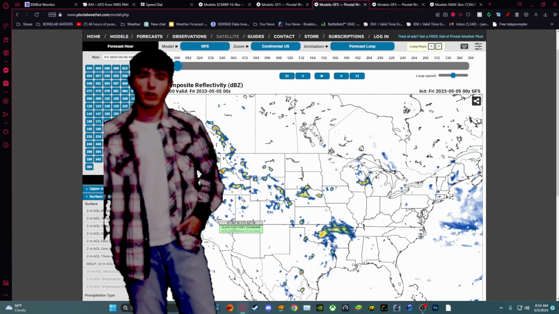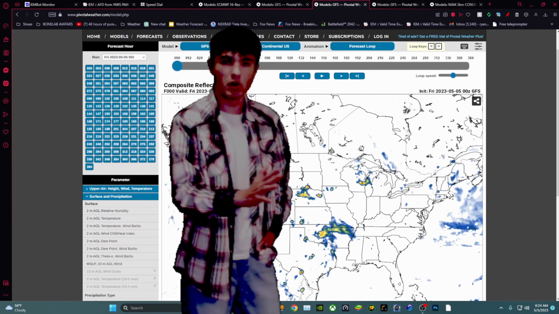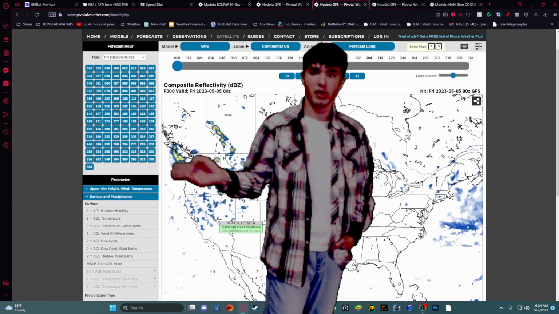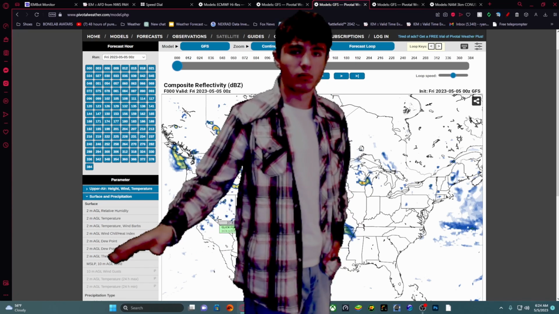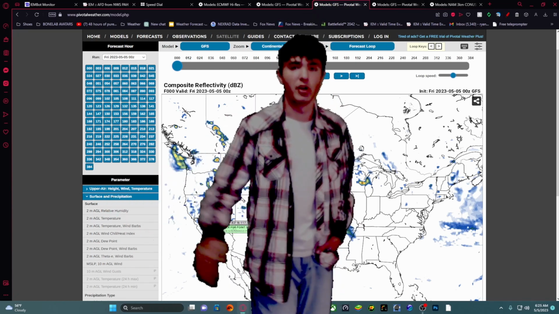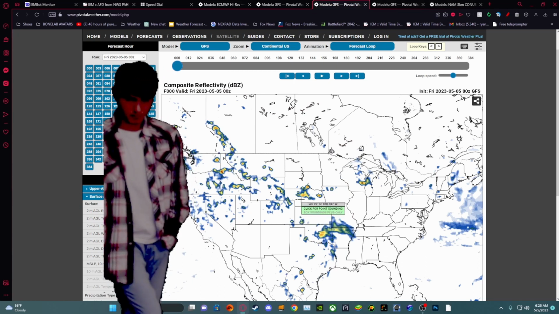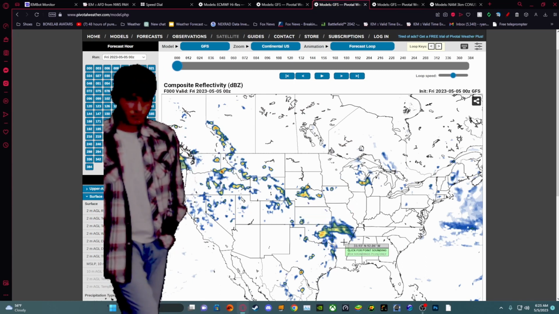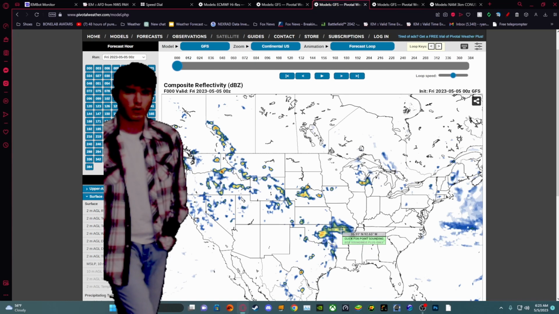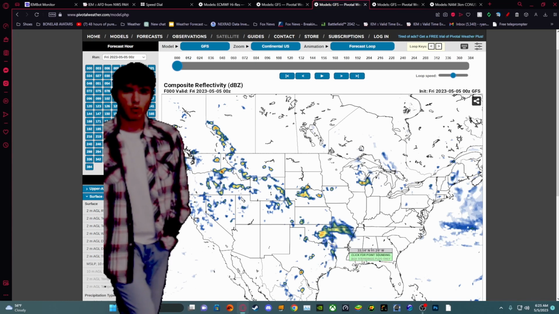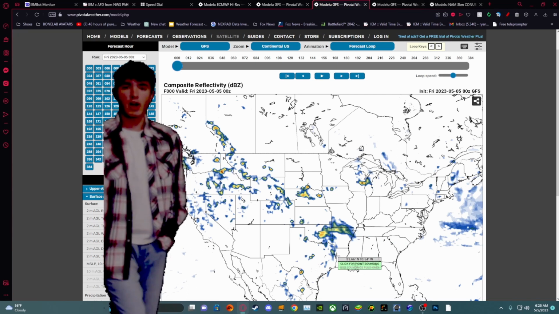Alright, we're looking at the composite reflectivity. This is more long range, the GFS, same with the European. We'll go into short range in a minute and that will go over the rest of today and tomorrow and then we'll be done. But moving on with the GFS, this is composite reflectivity. You can see general rain, showers, thunderstorms moving up through portions of Oklahoma, going into Arkansas. That will be heading in our direction.